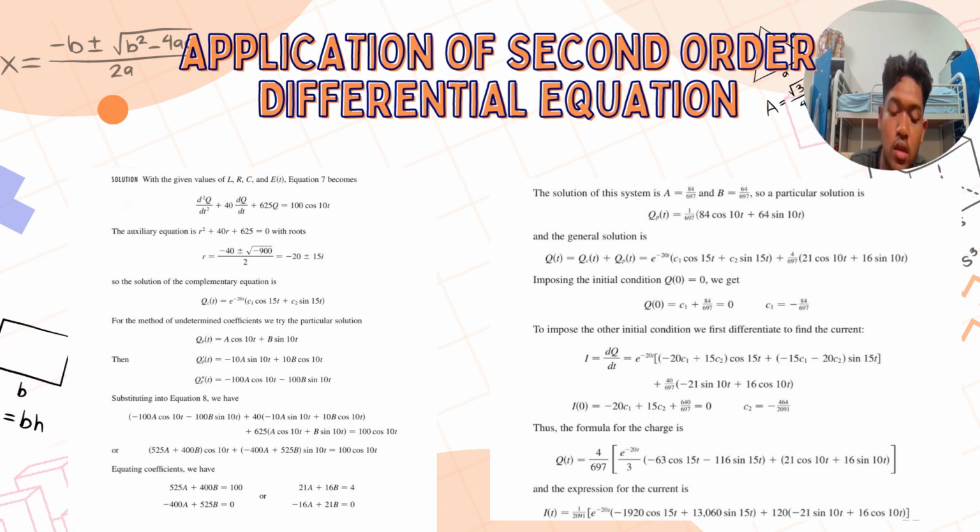Equating coefficients, we have 525A plus 400B equals 100, and negative 400A plus 525B equals 0. Or 21A plus 16B equals 4, and negative 16A plus 21B equals 0.